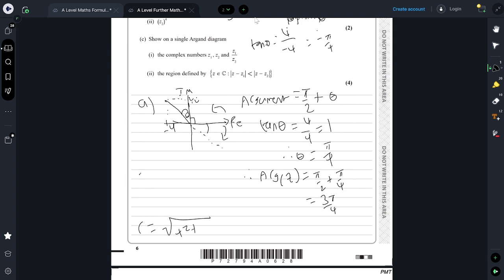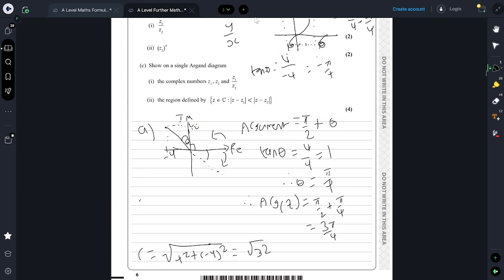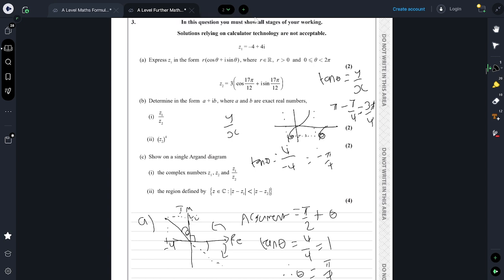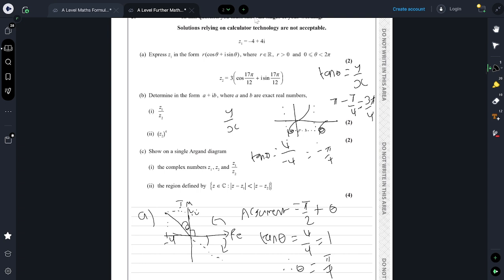So you're going to want to do 4 squared plus minus 4 squared. Well, that's going to be root 32, since 16 plus 16 is 32. Which means z is then going to be root 32 of cos of the argument, which is 3 pi over 4, plus i sine 3 pi over 4. Lovely jubbly. Okay, not too bad either, as long as you pay attention to where the complex number is. Anyway, so we got that.